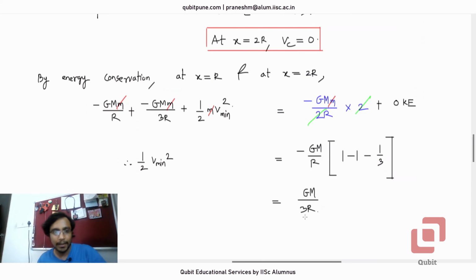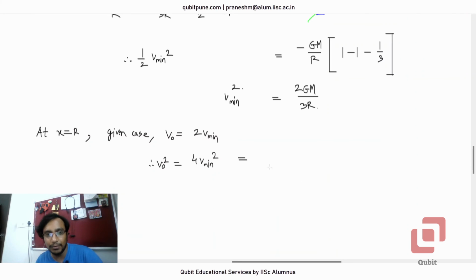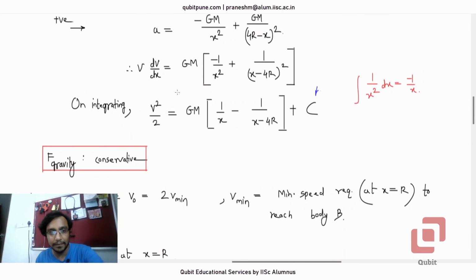GM by 3r. And now this 2 goes here. This is v min squared, by the way. Now what do we have? At x equal to r in the given case, v naught is 2 times v min, which means v naught squared will be 4 times v min squared. Now 4 times v min squared means 8GM by 3. So we will now put this in the expression that we got here.